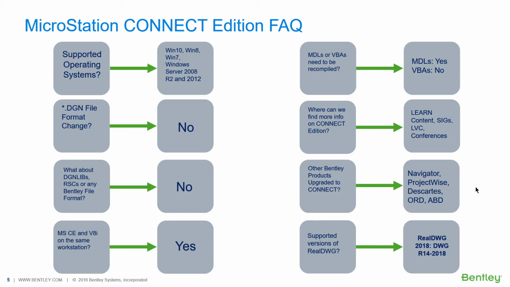Other products upgraded to Connect Edition. Yeah, there's a long list of this now. Probably one of the holdbacks for a lot of people to jump to Connect was that their favorite vertical was not available, but now virtually everything is out there. Navigator, ProjectWise, Descartes, OpenRoads Designer for civil design, EcoSim Building Designer for architectural design, and a long list of other products that are available on Connect Edition. So, good idea to get started with your testing as soon as possible.